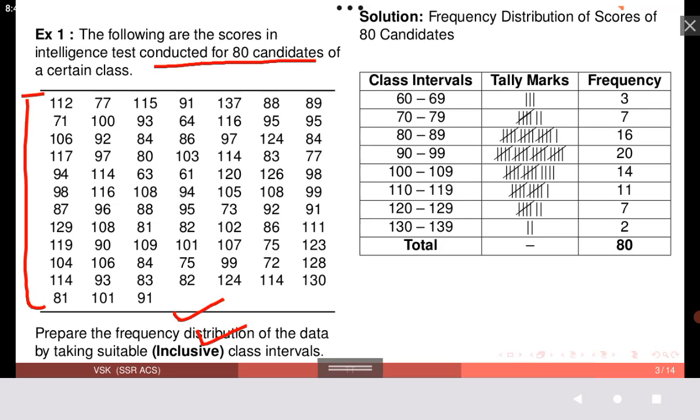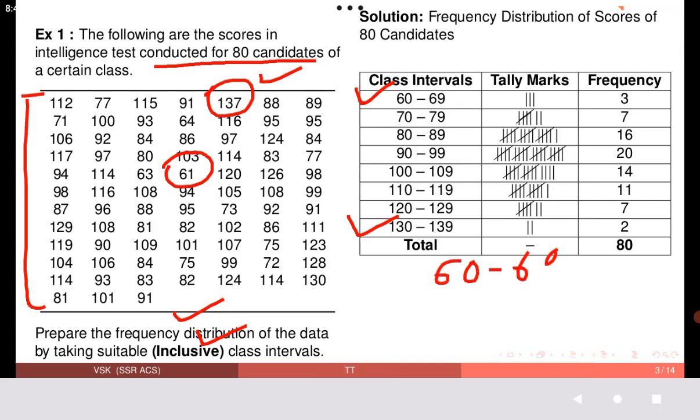For this purpose, first of all, we'll have to identify the maximum value and the minimum value. So the maximum value is 137 and the minimum value is 61. All these data should be covered in class intervals and it should be inclusive. So we are going to take the classes as 60 to 69 so that 61 will come, and the last one we are taking 130 to 139 so that 137 will come. And this is inclusive type, so we will take 60 to 69, then there is a gap, and then 70 to 79. In this way we are going to take them. So these steps we will take for class intervals.